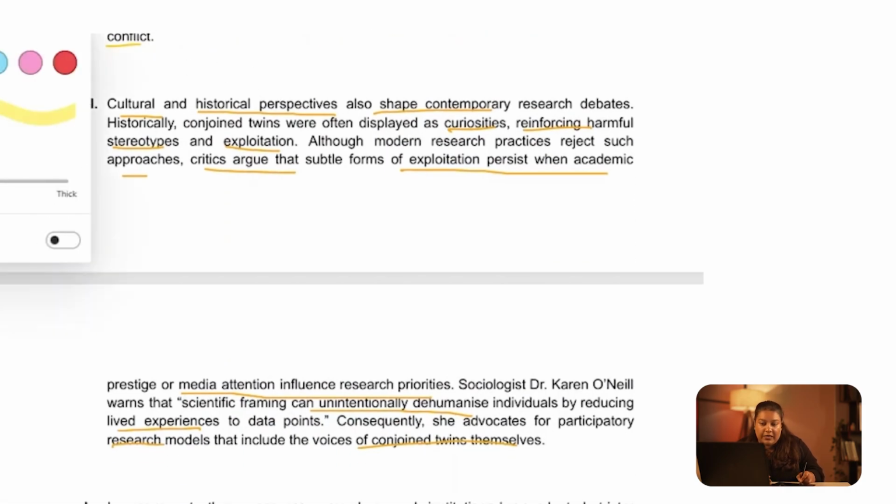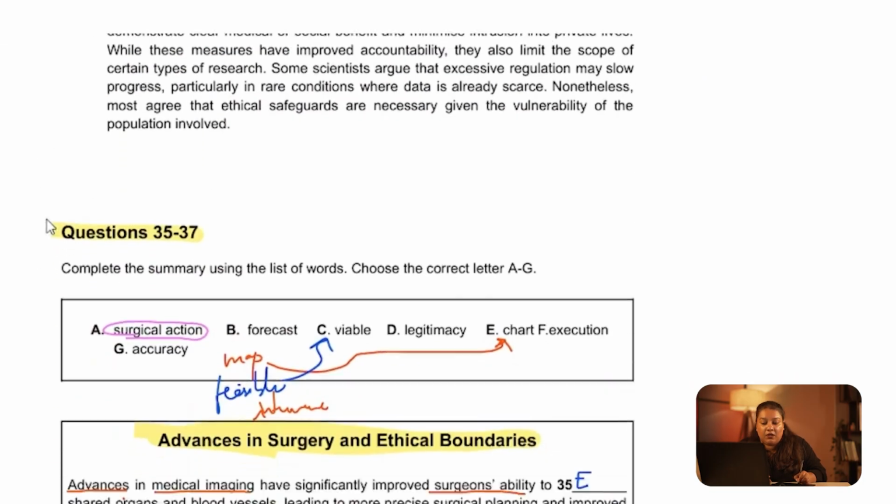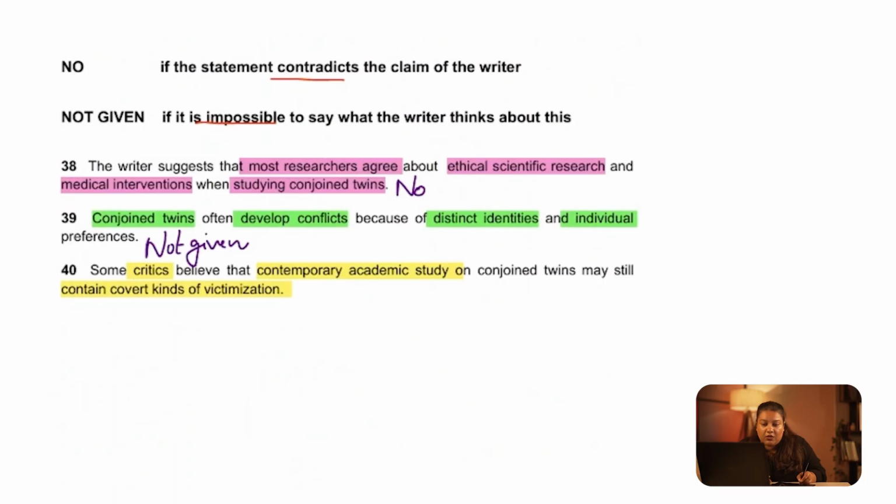All right, so let me highlight this. Cultural and historical perspectives also shape contemporary research debate, and it says critics argue that subtle forms of exploitation persist when academic prestige or media attention influence research priorities. So it is completely given here and it is paraphrased. Victimization could be exploitation. Covert is more like a hidden sort of exploitation that's happening. So critics did argue that there was some sort of exploitation. So paragraph H explicitly states that.